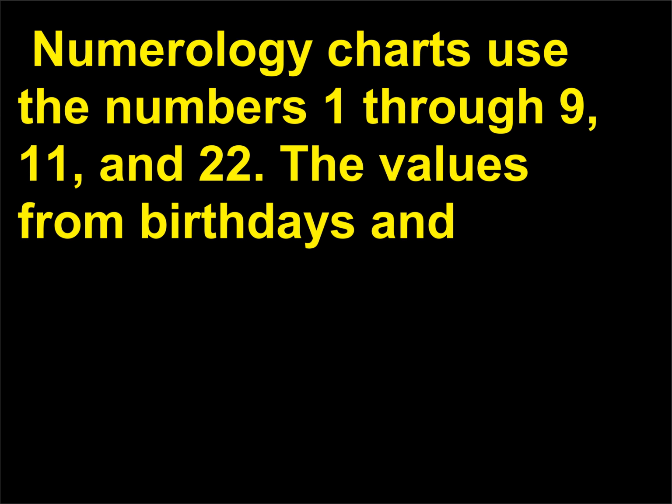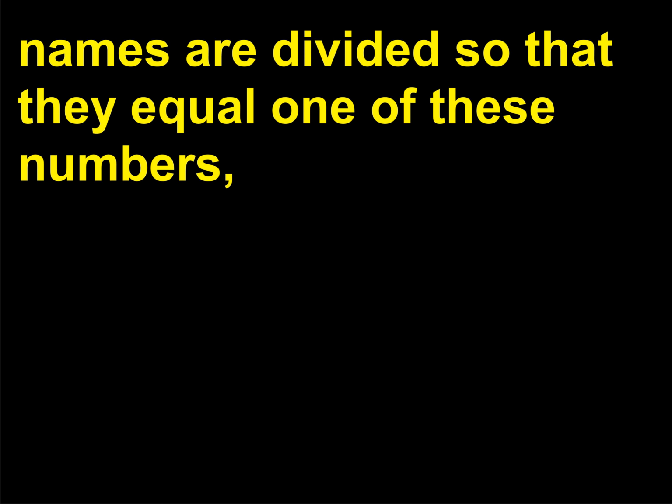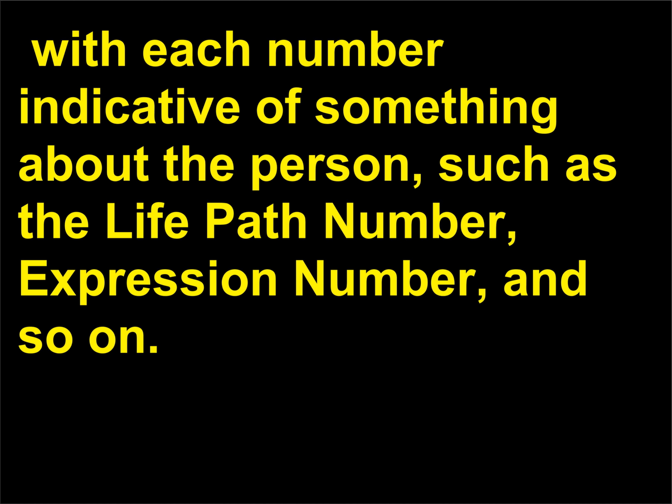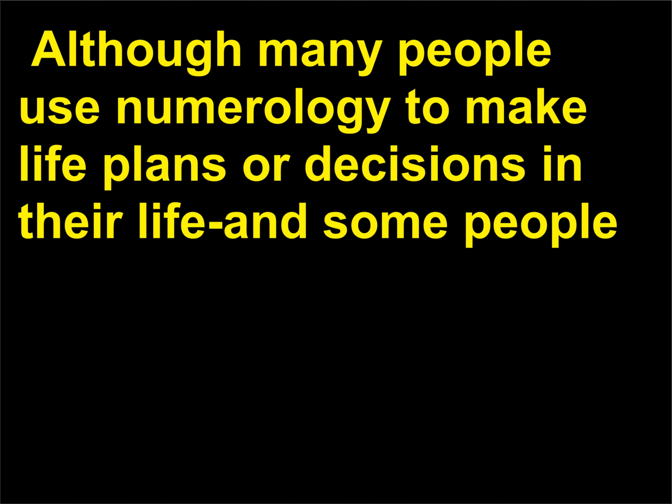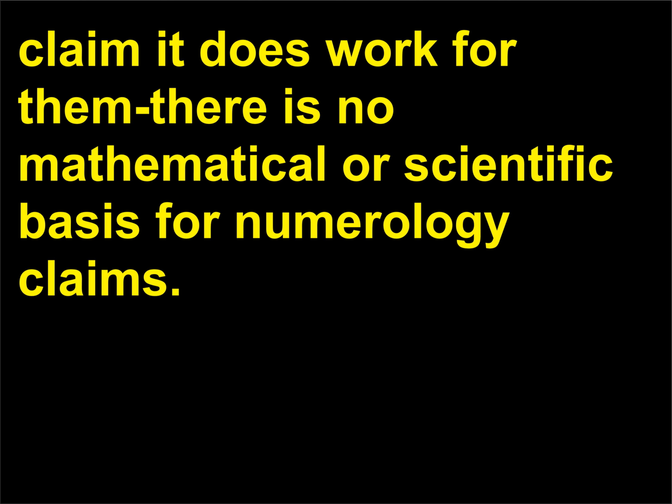Numerology charts use the numbers 1 through 9, 11, and 22. The values from birthdays and names are divided so that they equal one of these numbers, with each number indicative of something about the person, such as the life path number, expression number, and so on. Although many people use numerology to make life plans or decisions in their life, and some people claim it does work for them, there is no mathematical or scientific basis for numerology claims.